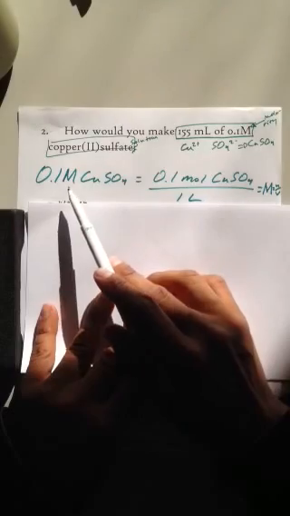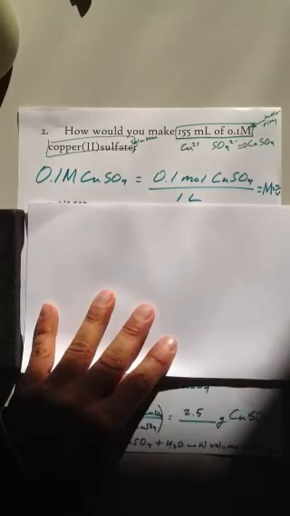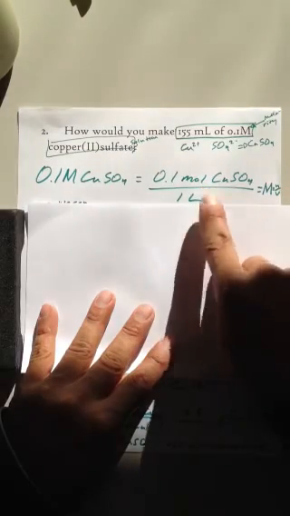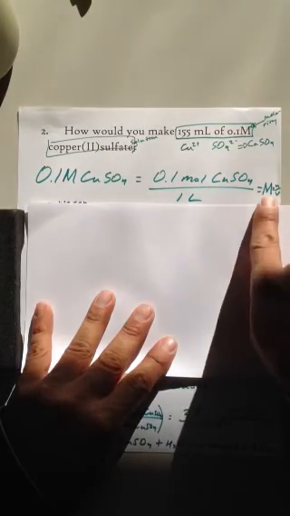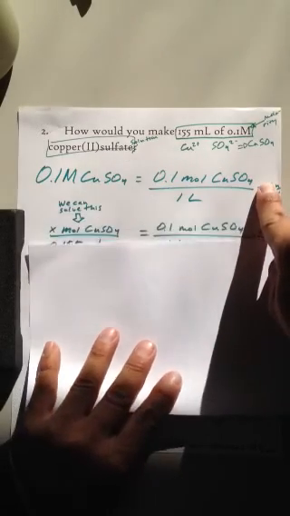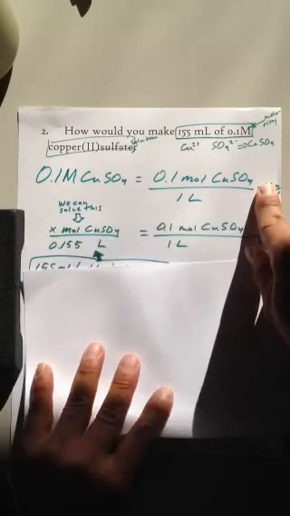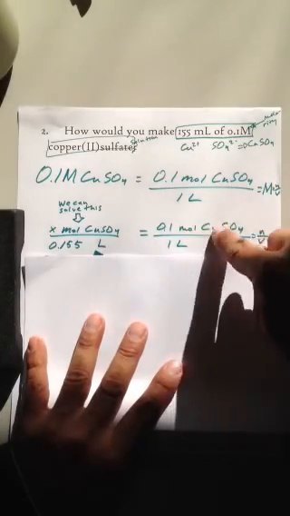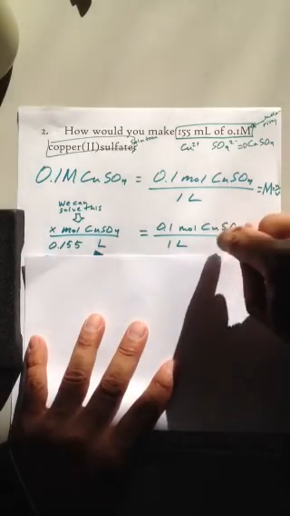So, remember that 0.1 molar copper sulfate is really 0.1 moles of copper sulfate per 1 liter. That's the capital M. Molarity is n over V, the number of moles over volume. So, we can solve this. Take a look here. This is our molarity of our solution. This is the ratio of moles to liter.